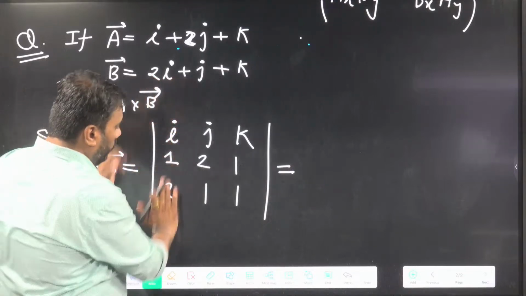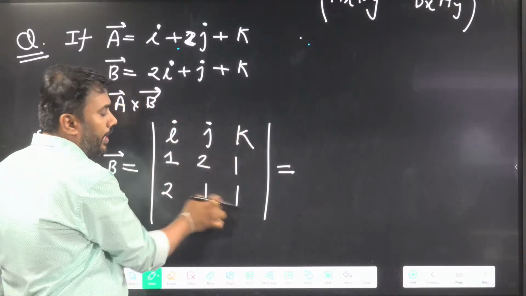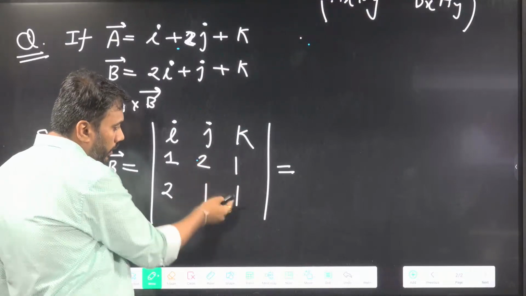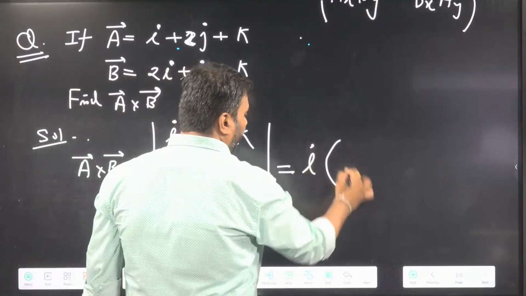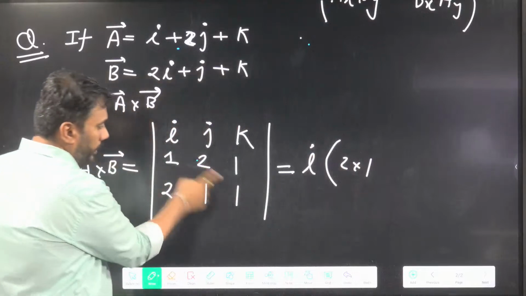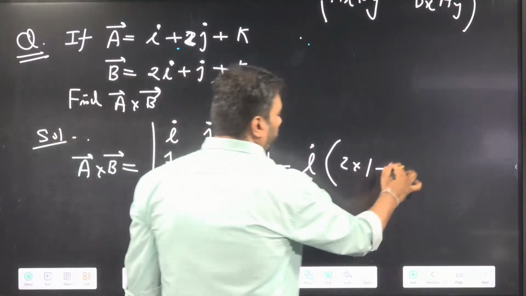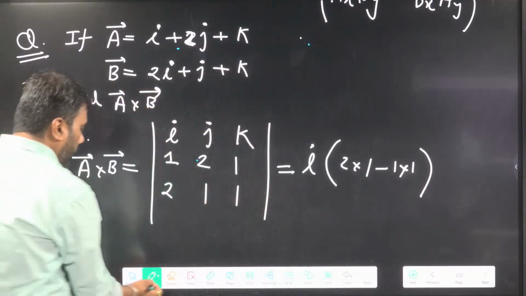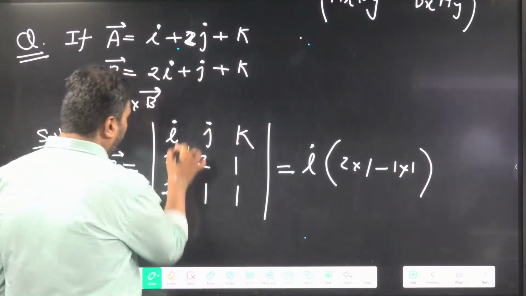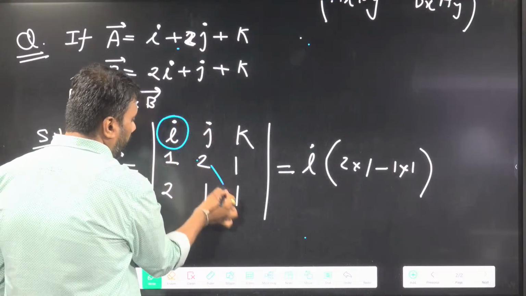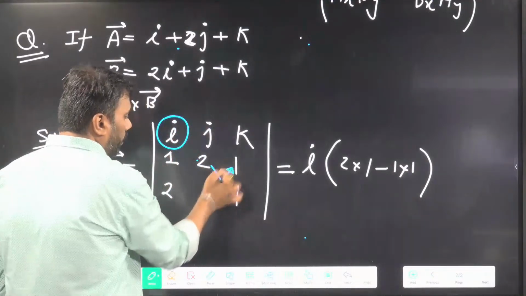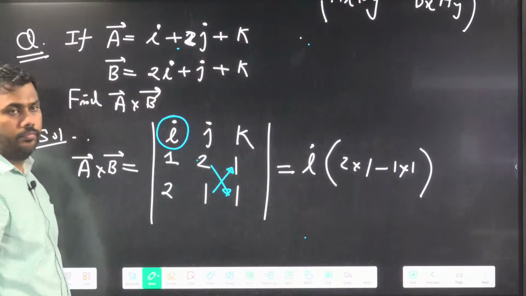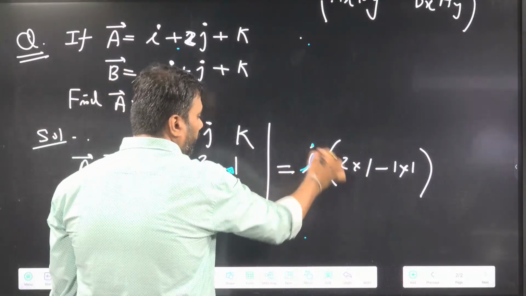Remove this column and this row. What are we left with? We are left with four numbers: 2 into 1, then minus 1 into 1. So I am multiplying 2 into 1 and 1 into 1, putting a negative sign in between. This is the coefficient of i.